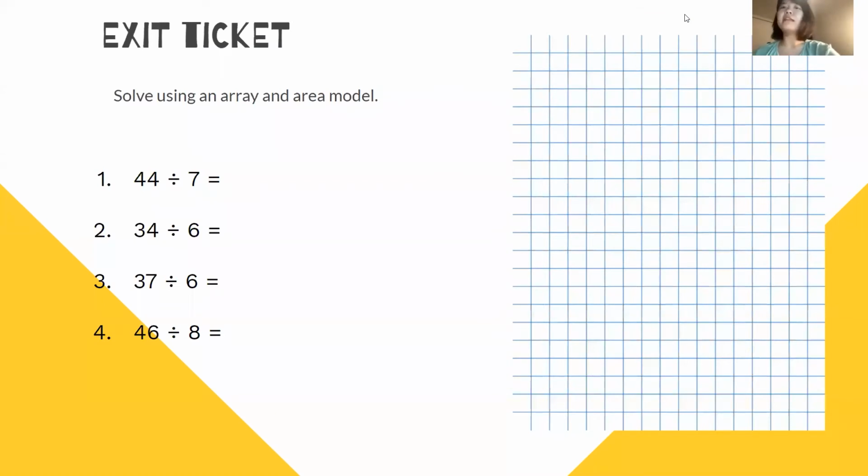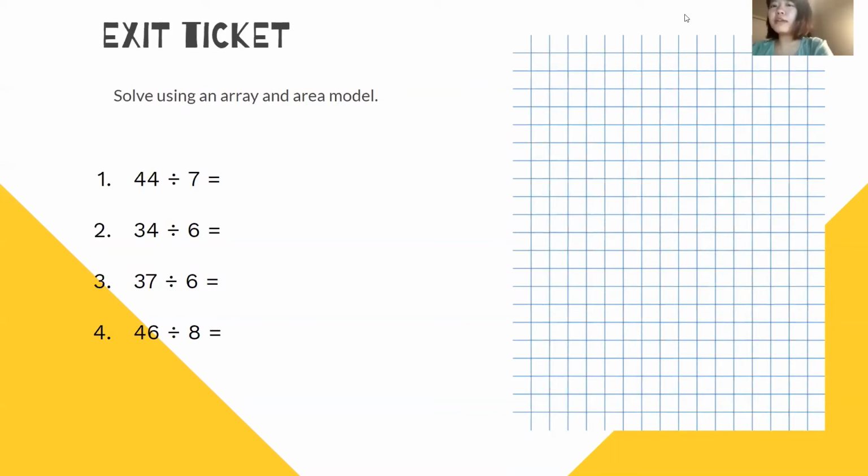Okay, and now it's your turn. I have four numeric basic problems right here, and remember to use the gray paper on the right side to help you solve the problem. I will give you around 4 minutes to do it. Okay, and now let's go over the answers.